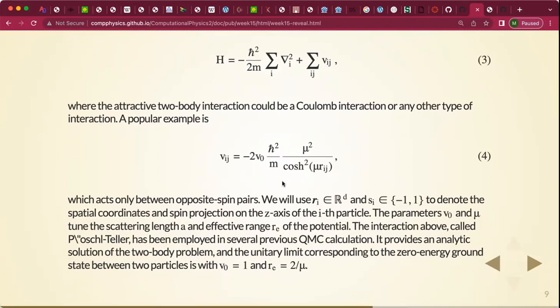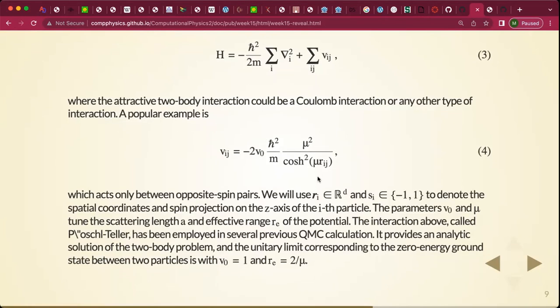So that means that particle 1 must have spin down and the other must have spin up, or -1 and +1. And then we have the spatial degrees of freedom, which are given by this Ri, and then the spin projection on the z-axis of a given particle. And this V0 and mu are just parameters.